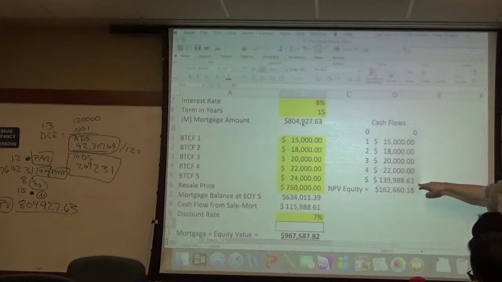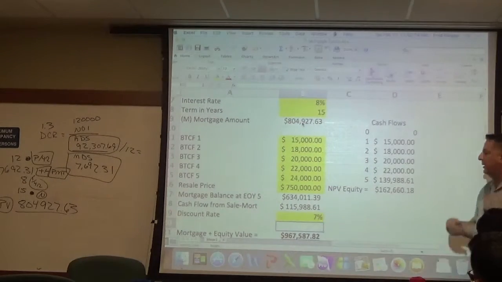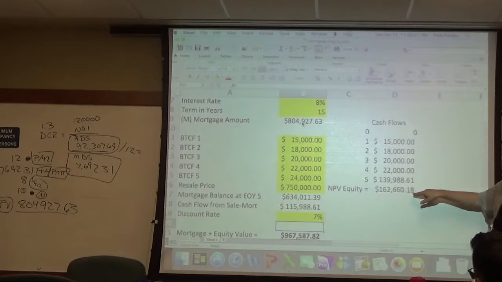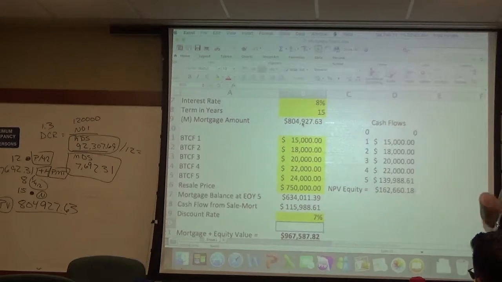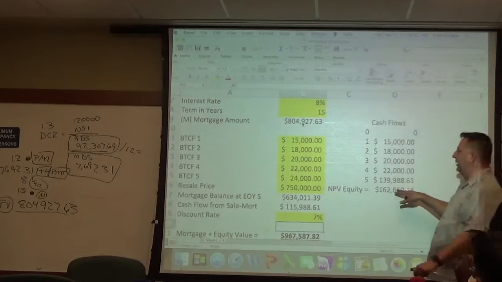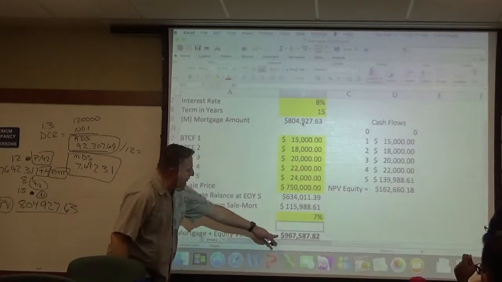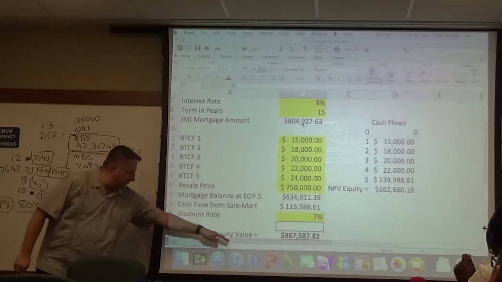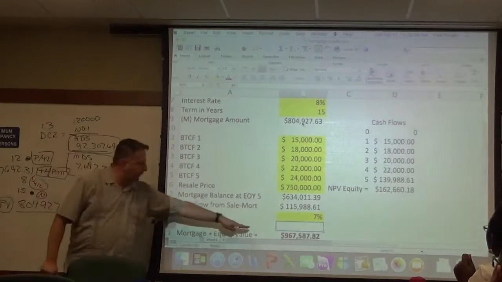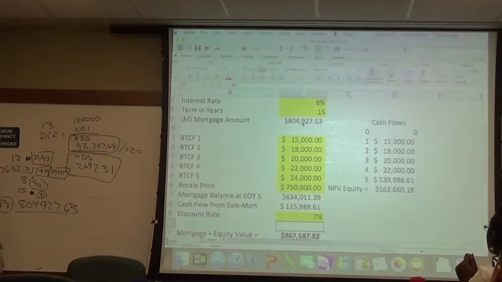We put all that in, then we put in the 7% as our interest rate, solve for net present value, and we get the 162. So that now becomes our equity value. So we take the equity value plus the mortgage value, add those two together, done. Okay? The $967,000 is now the value of the property.